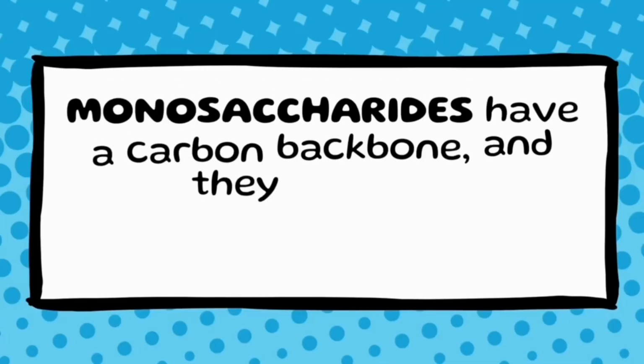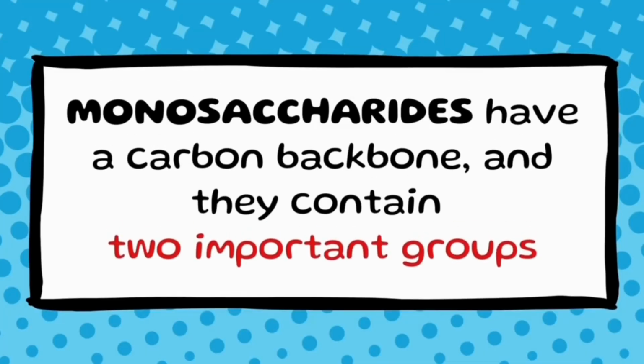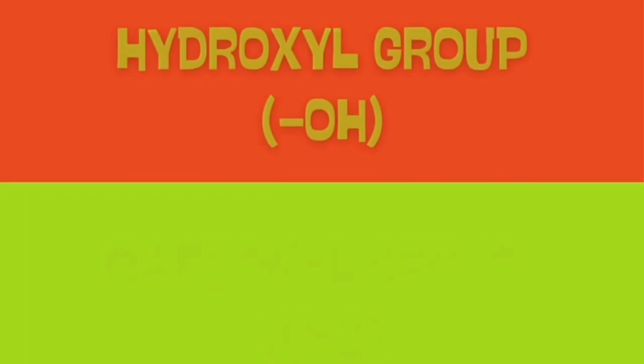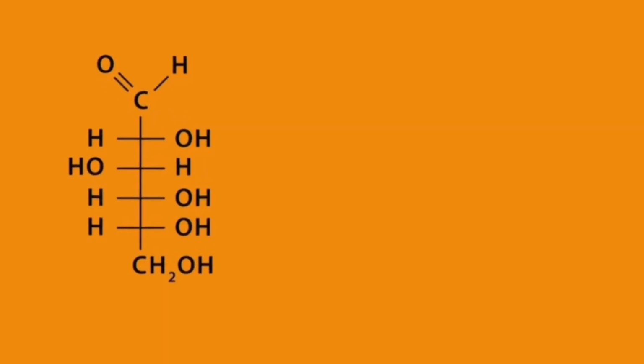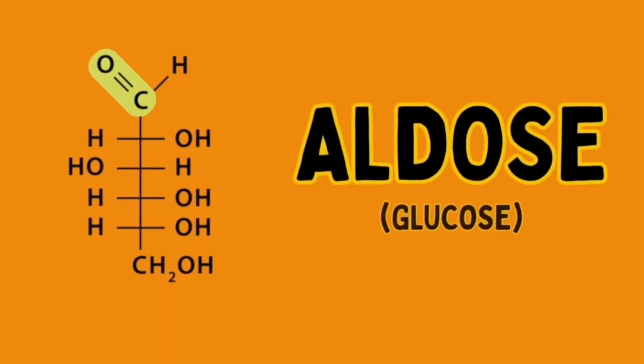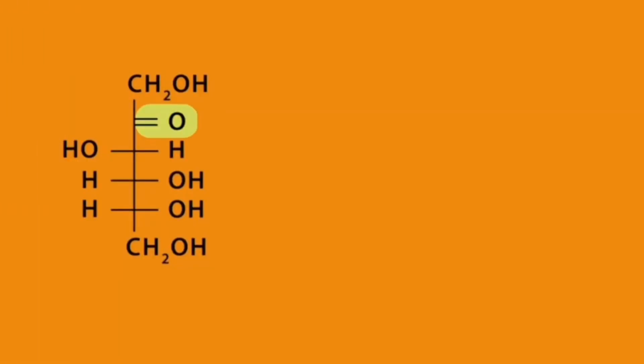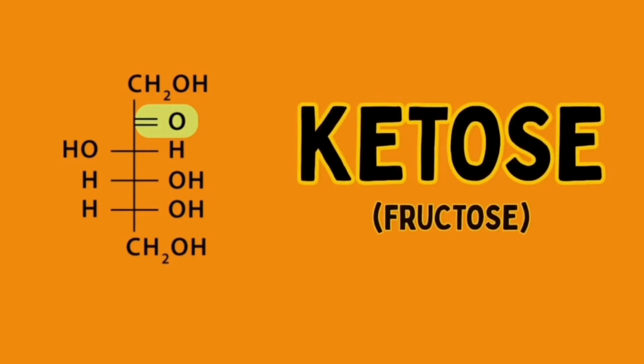So now, let's look at its structure. Monosaccharides have a carbon backbone, and they contain two important groups, our hydroxyl group and our carbonyl group. So depending on where the carbonyl group is located, we can classify them into two types. If it's at the end of the chain, it's called an aldose, wherein glucose is a good example. However, if the carbonyl is in the middle of the chain, it's a ketose, like fructose.